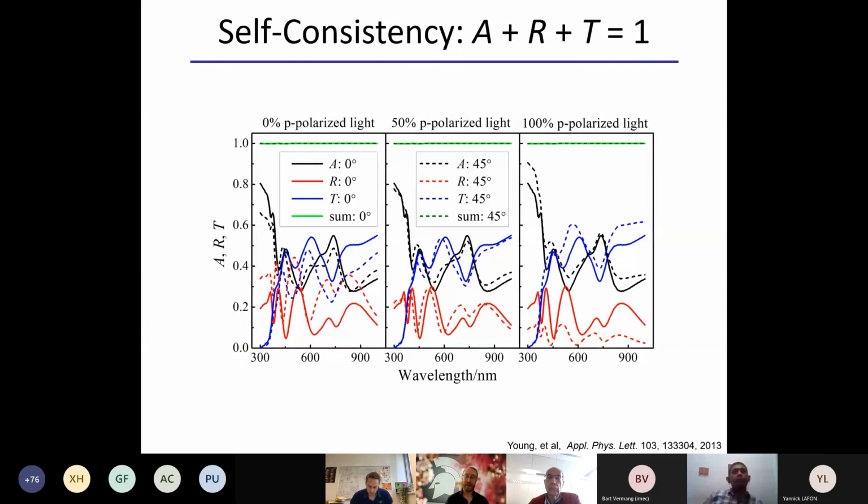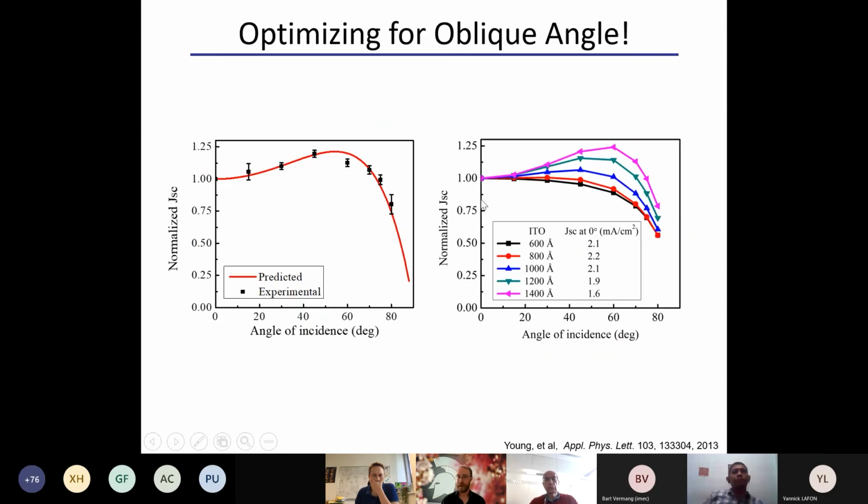And so the first thing we did in this paper, we actually went back and re-derived all these equations so that we could calculate the absorption, reflection, and transmission independently so that they all add up self-consistently to 1 at all polarizations and at all angles. So this is just a confirmation of self-consistency. We then validated this model with actual device comparison.